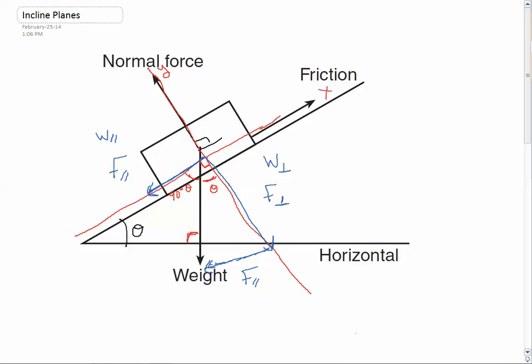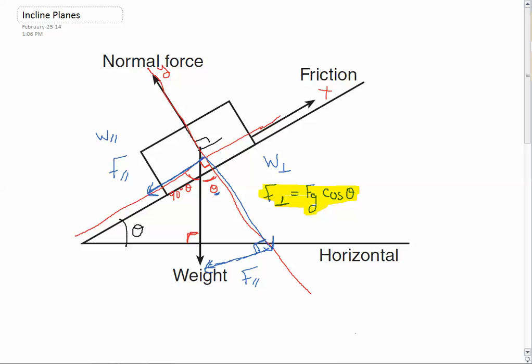This is our right triangle here. Recognizing that our angle is here, our force perpendicular is adjacent, and so we take our weight, or the force of gravity, and multiply it by the cosine of our angle. We always calculate the perpendicular component of the force of gravity by taking the weight times the cosine of the angle of incline.